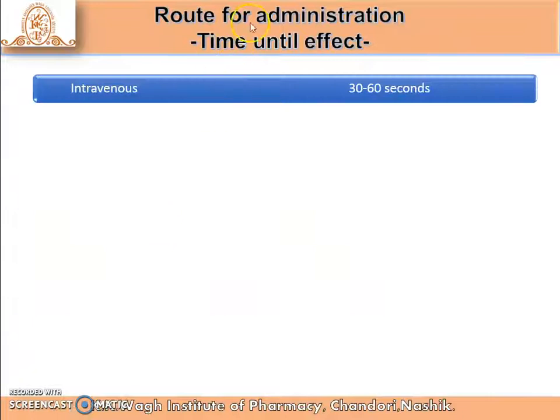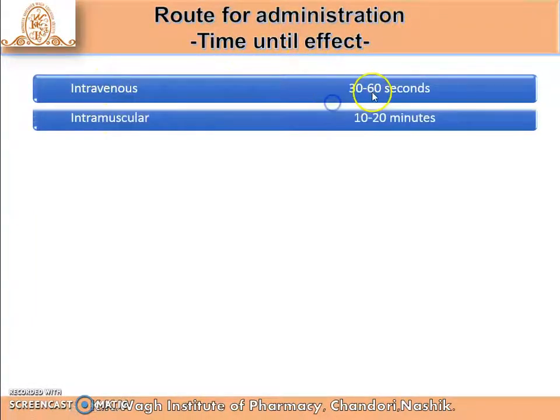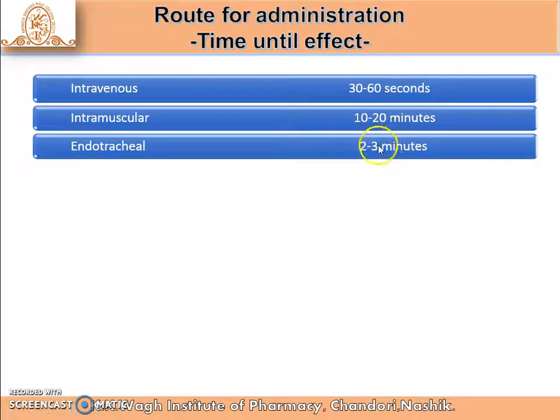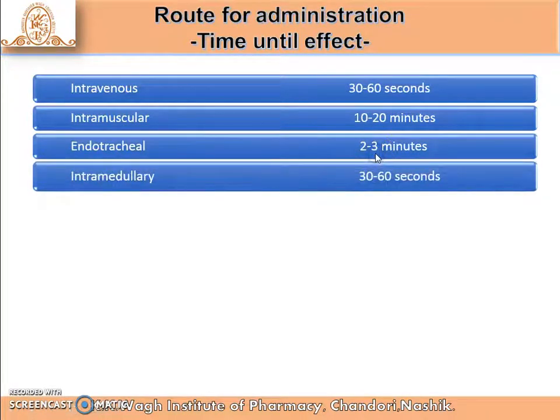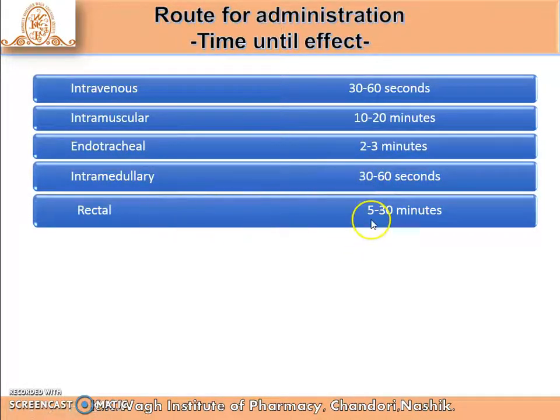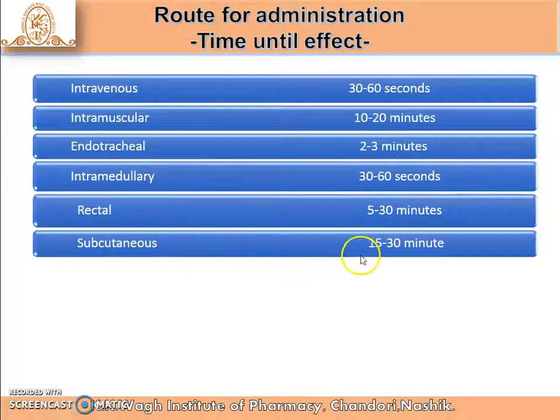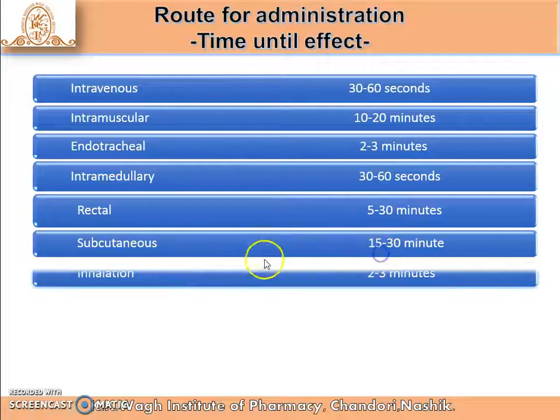These are the routes of drug administration and time until effect. The intravenous route has its effect in 30 to 60 seconds. Intramuscular has effect in 10 to 20 minutes. Endotracheal route 2 to 3 minutes. Then intramedullary route has its effect in 30 to 40 seconds. Rectal route has its effect in 5 to 30 minutes. Subcutaneous routes 15 to 30 minutes.